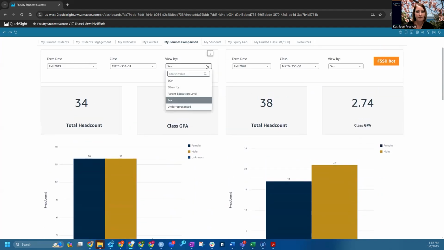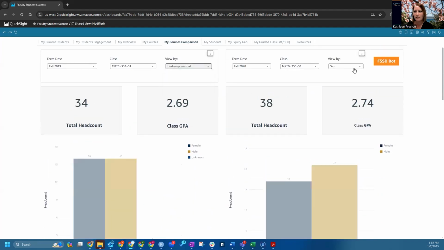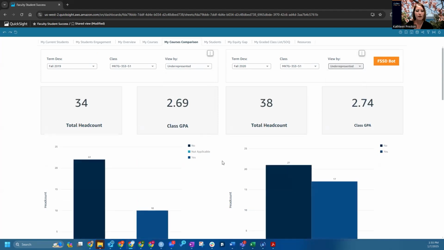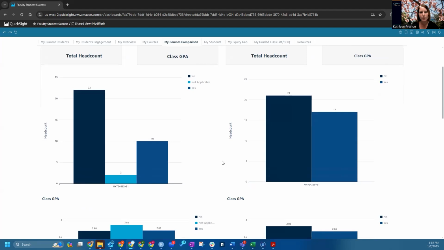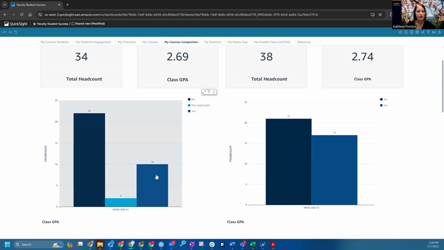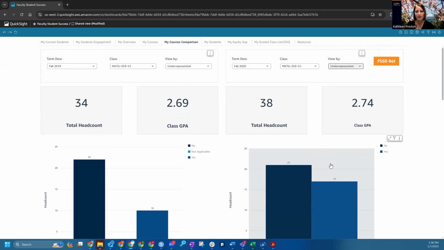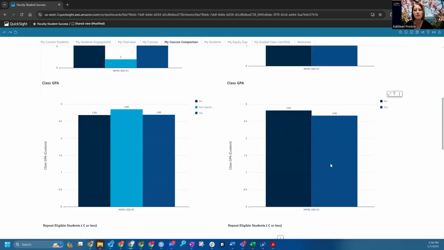We can also compare by, for instance, underrepresented status. This starts getting us into possibly looking at our equity gaps, but we have a different tab that will allow us to really hone in on those equity gaps. So we won't talk too much about that here, but it does give us an indication that we had 10 students who were underrepresented here, and 17 underrepresented here in fall of 2020. But this allows me to make a comparison across the courses that I'm teaching.